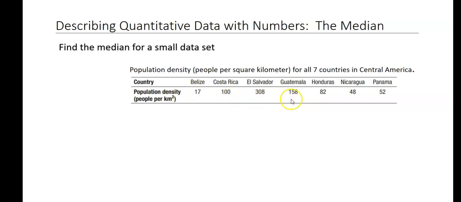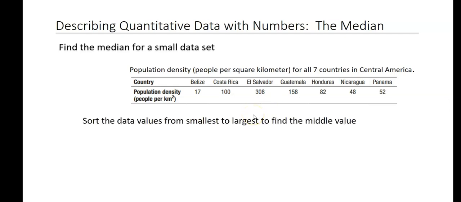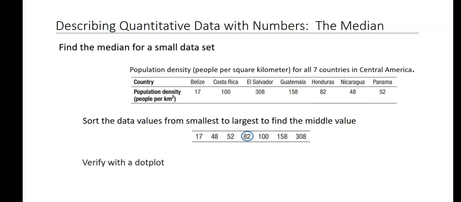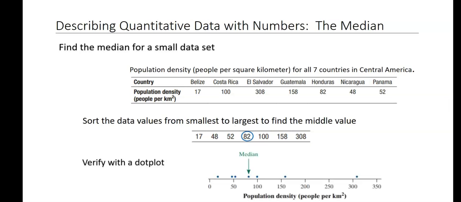So let's see, is Guatemala the middle term? Oops, what did I forget to do? Put them in order, right? So you have to put the data values in order. Now actually, Honduras is the middle term after you put the terms in order from smallest to biggest. The fourth term from the left or from the right is 82. You can verify it with a dot plot. It's kind of weird to have a dot plot with all different values like that, but that's okay. And again, make sure you label it: population density, people per kilometer squared.